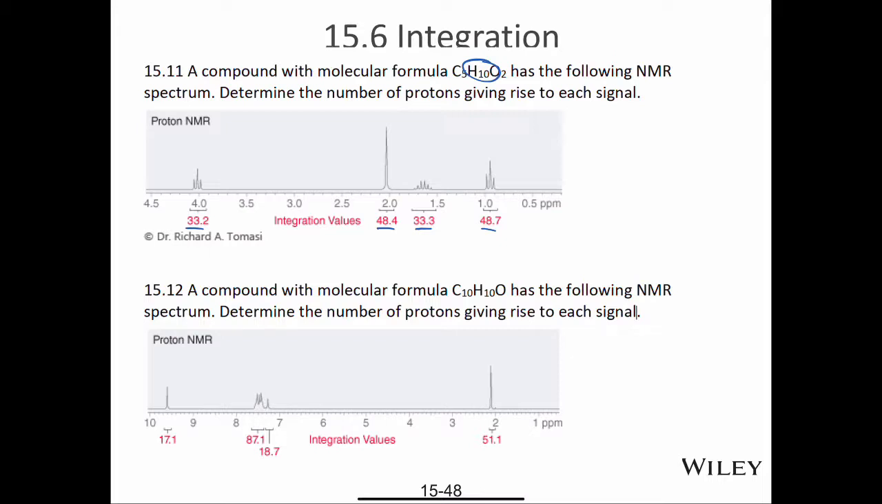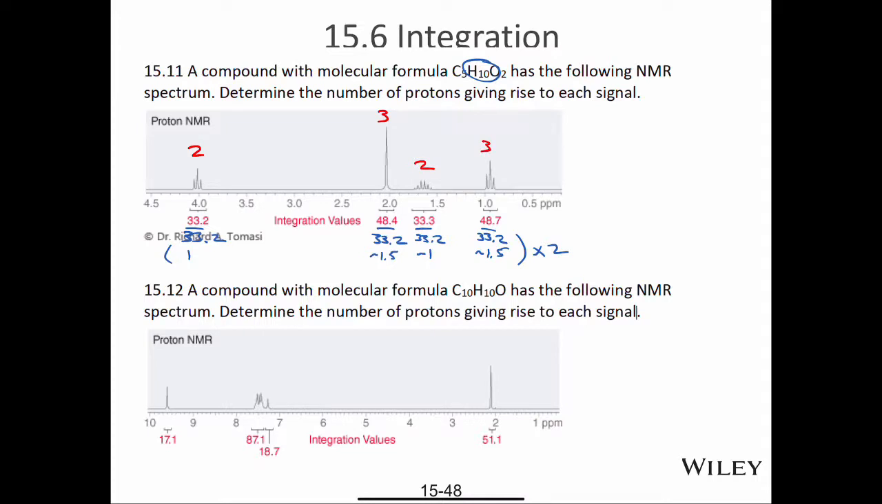So the approach we're going to take is we're going to divide each one of these numbers by the smallest number, which is 33.2. If I divide all of these by 33.2, you can just do a little bit of mental math and probably figure that out. But what you get is obviously 1 here, and this is very close to 1. And then for the other two, I get a number that's close to 1.5. Now there's no such thing as half a proton, but if I multiplied all of those numbers by 2, the numbers that I would get for the relative integrations would be 2, 3, 2, and 3.